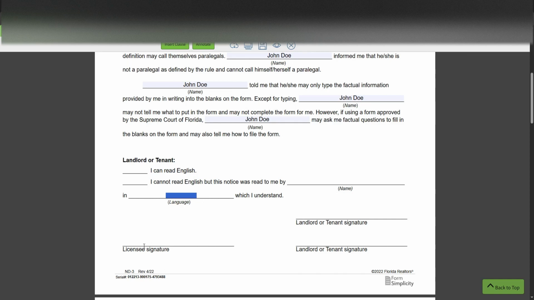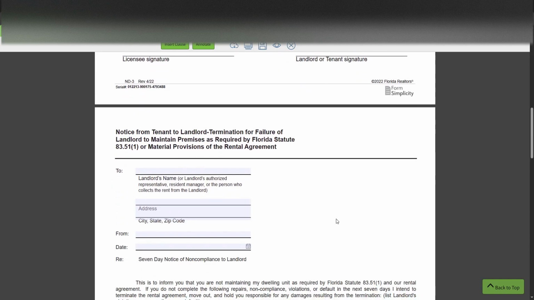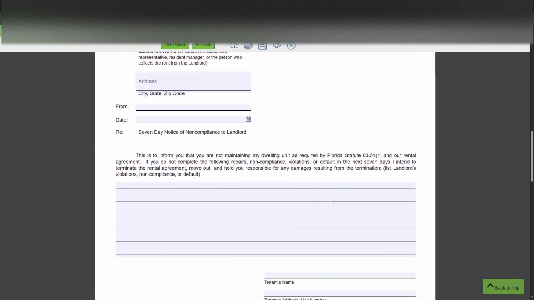The real estate licensee will sign here, so it's John Doe. John Doe is going to be signing down here, and all the tenants sign over here. Simple enough. Moving on from the non-lawyer disclosure, let's fill this document out.